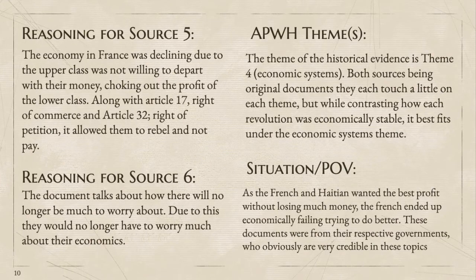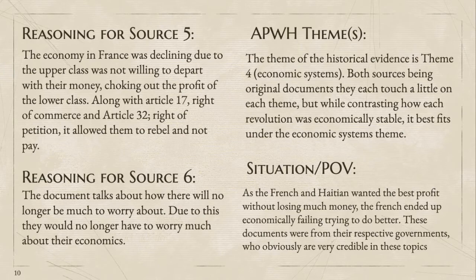The fifth source, on the right, shows just how the economy in France was declining due to the upper class not willing to depart with their money, choking out the profit of the lower class. Along with Article 17, the right of commerce, and Article 32, the right of petition, it allowed them to rebel and not pay. Source 6, to the left, talks about how there would no longer be much to worry about. Due to this, they would no longer have to worry much about their economics.